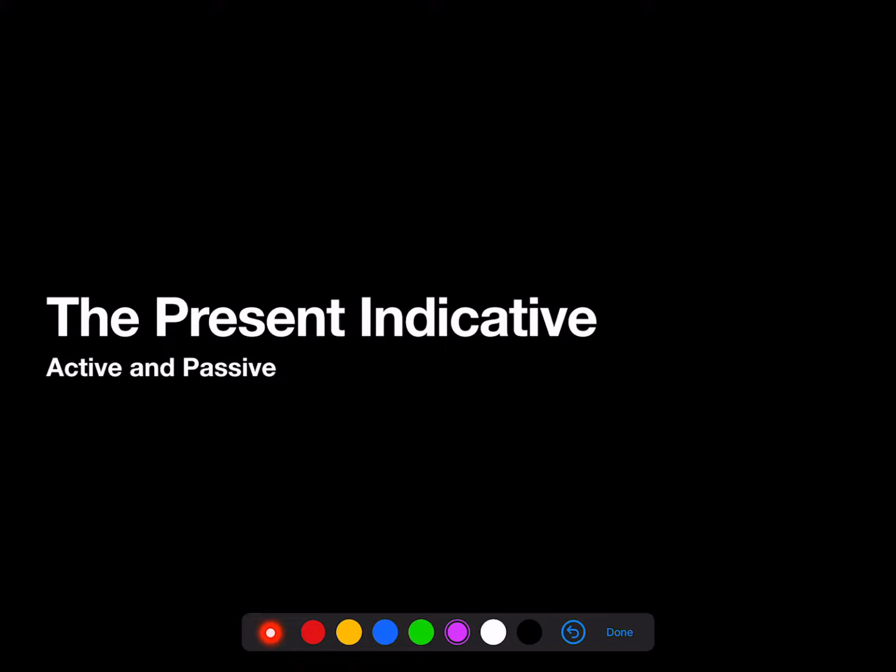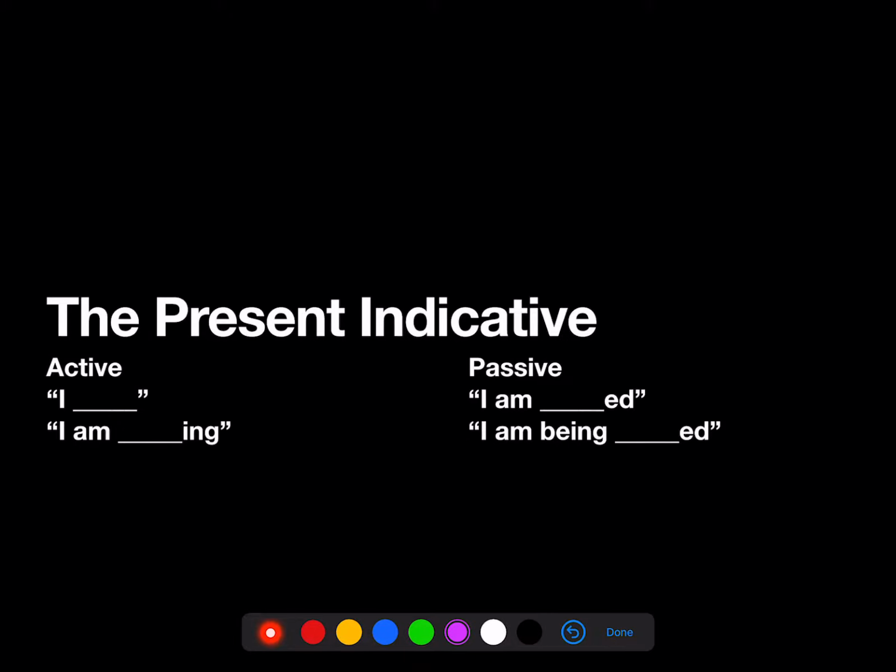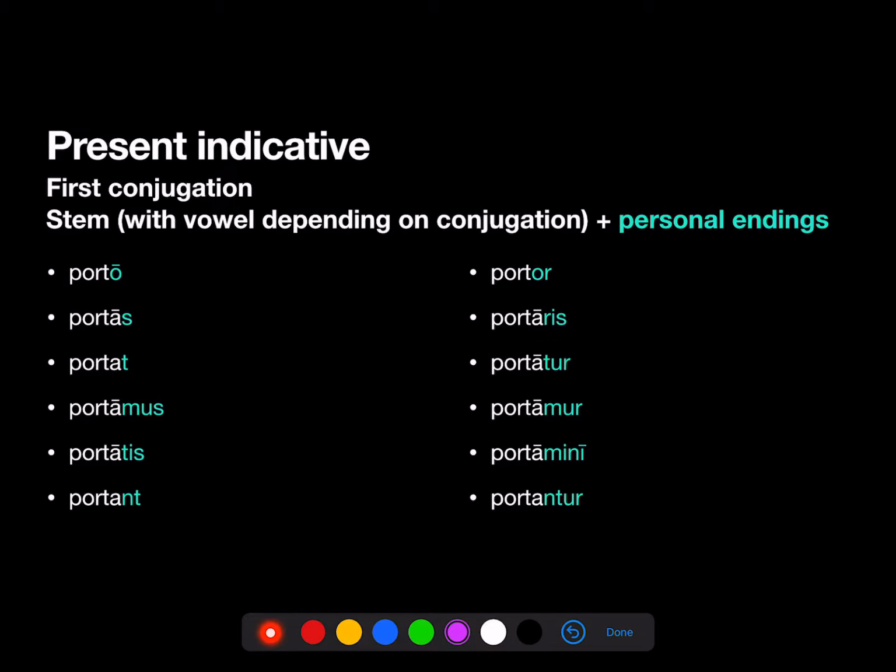Let's start with the present indicative, active and passive. In the active, it means I blank or I am blanking. In the passive, I am blanked or I am being blanked. First conjugation. The present indicative is formed from the stem from the second principal part.